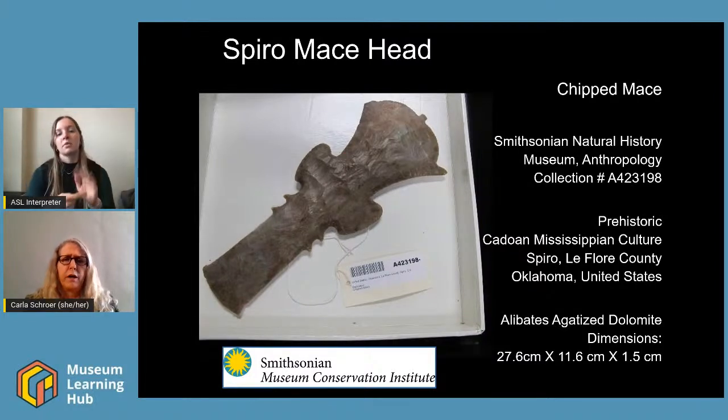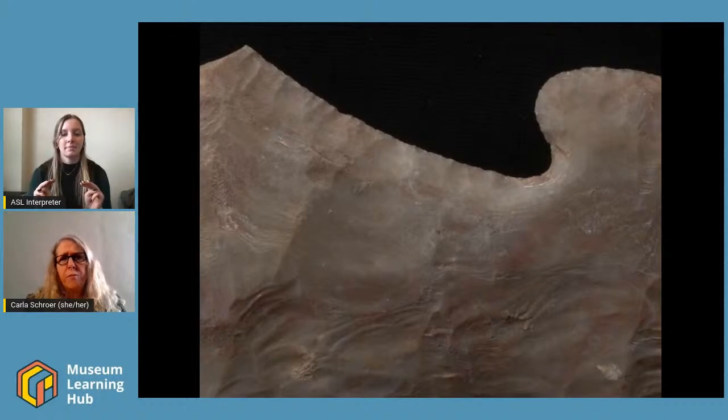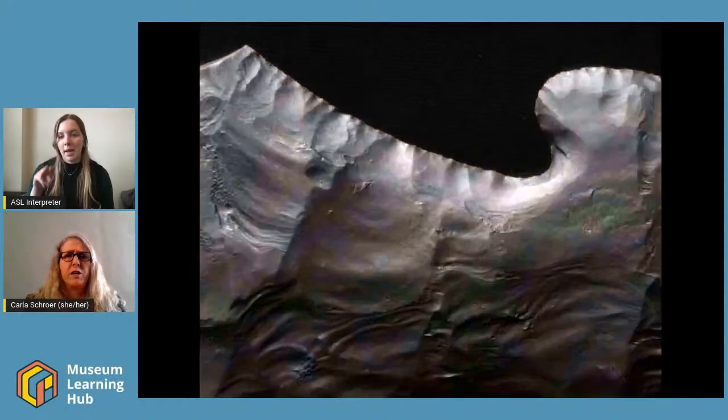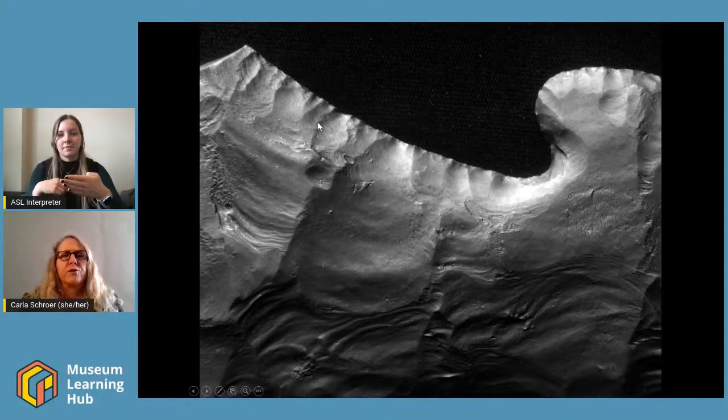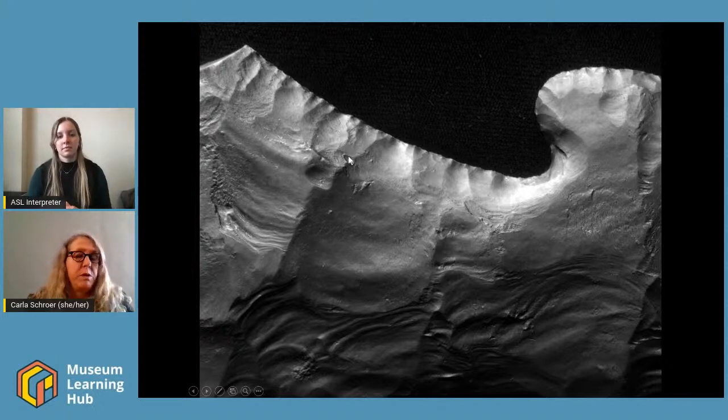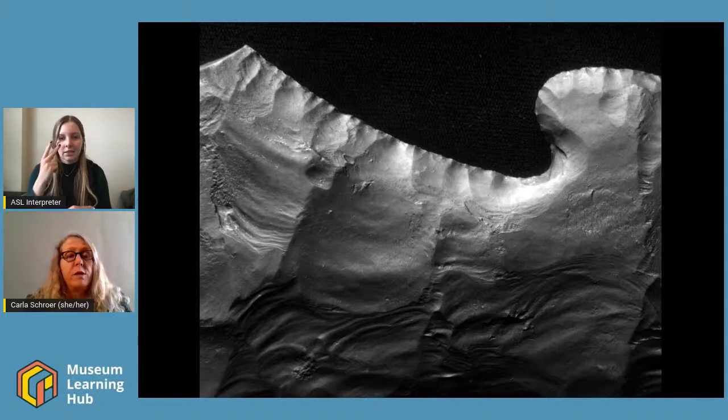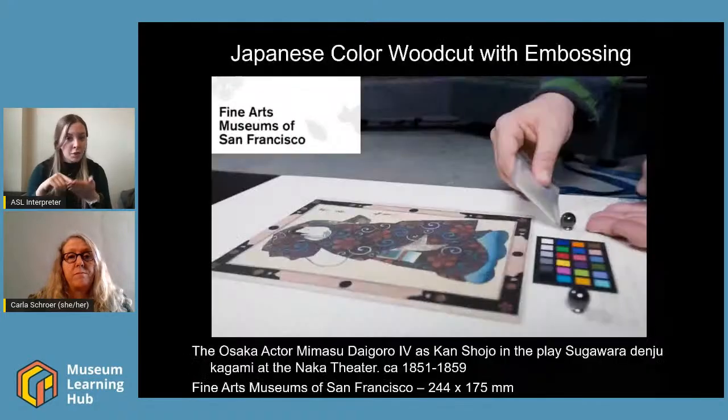This is from the Smithsonian Natural History Museum collection. It's a Mississippian culture chipped mace. This is from the RTI. We can start to see the edge. And when I look at this mathematical enhancement, you can see that all of the details of that surface, all the touches and retouches there can be viewed, which can be really, really helpful for researchers, but also for people that just want to understand how these things were made.